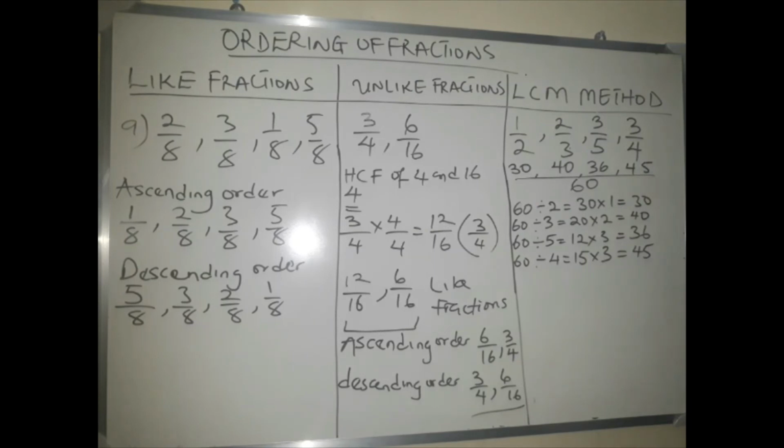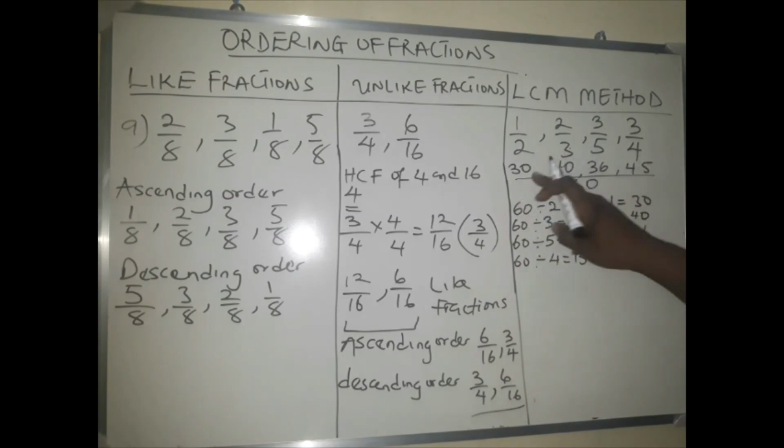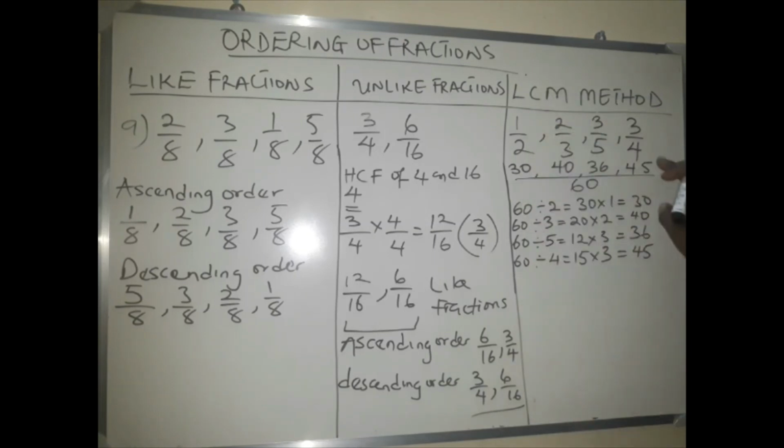Okay, now we can see that we have some numbers above the line that we drew, and these numbers are now showing us which of the fractions is the smallest and which of the fractions is the largest. So now, based on the numbers we have here, we can see that 30, which is the smallest number of the numbers on the line, is showing us that 1/2 is the smallest fraction, while 45, which belongs to 3/4, is the largest number, which means that 3/4 is the largest fraction.